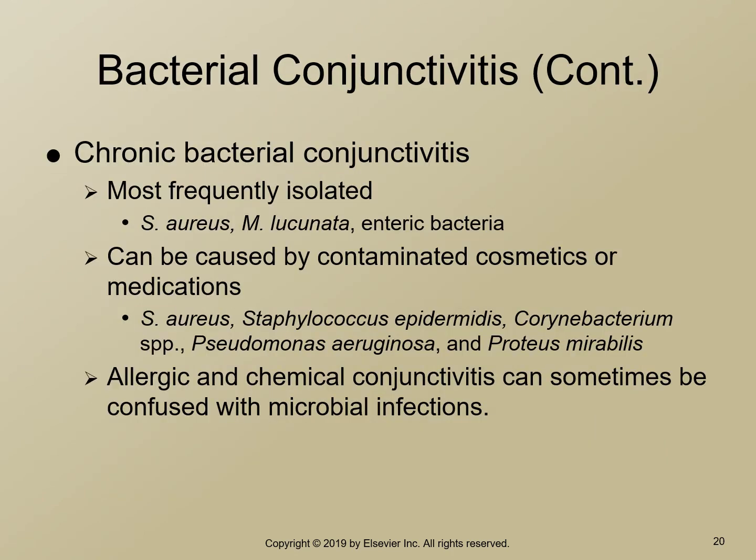Chronic bacterial conjunctivitis is typically caused by Staph aureus, Moraxella lacunata, or enteric bacteria. This type of infection can be caused by contaminated cosmetics or medications. The causative agents in that type of infection include Staph aureus, Staphylococcus epidermidis, Corynebacterium species, Pseudomonas aeruginosa, and Proteus mirabilis.